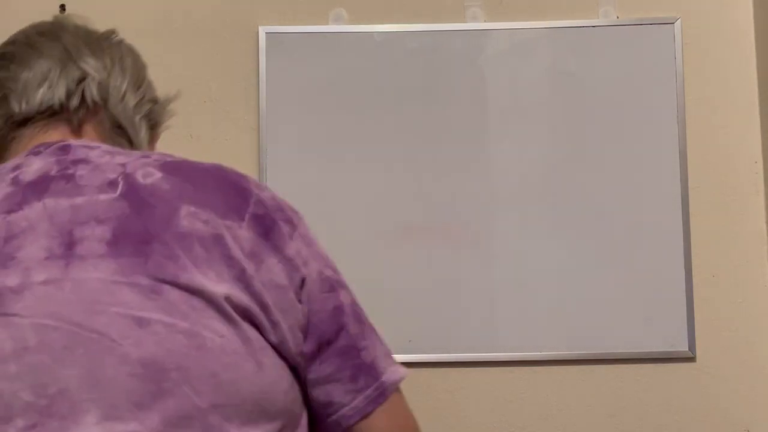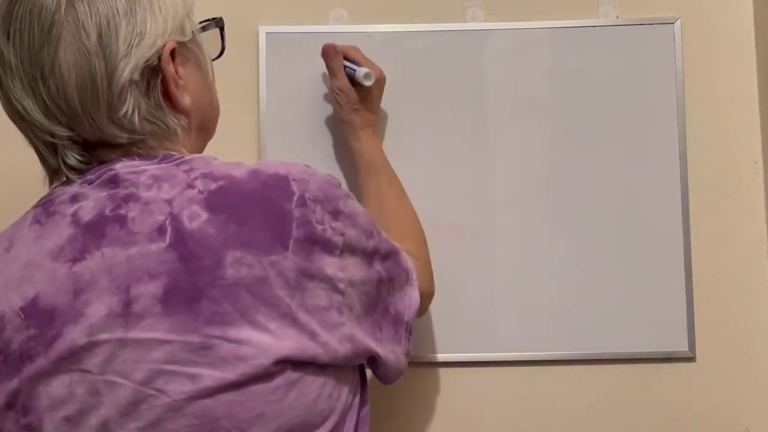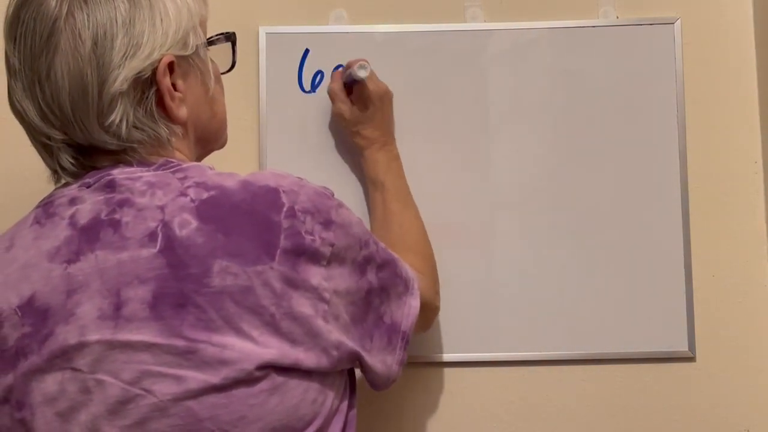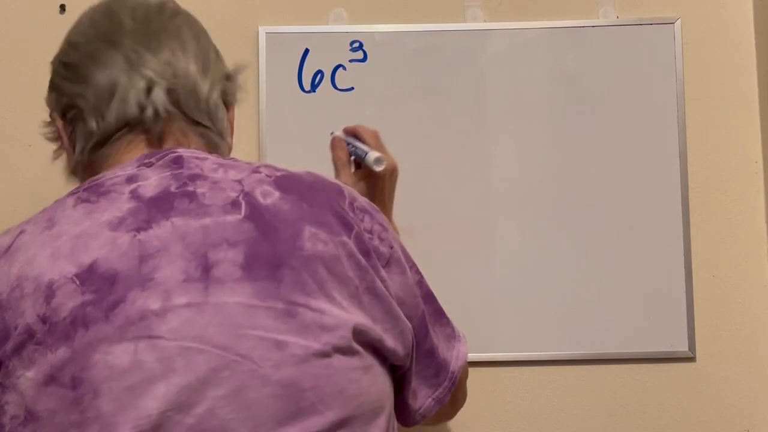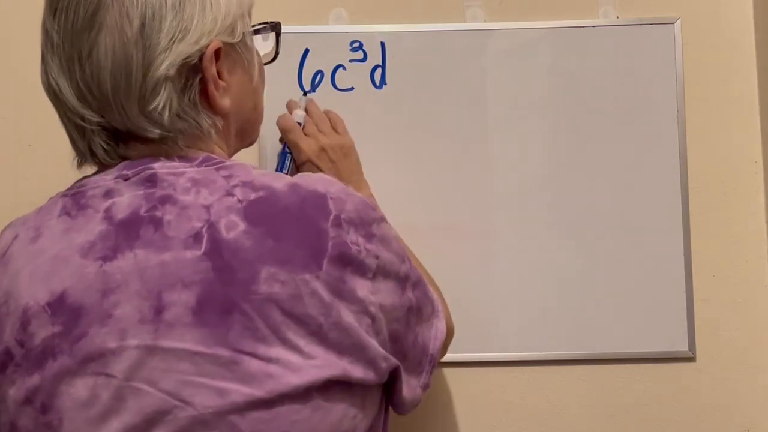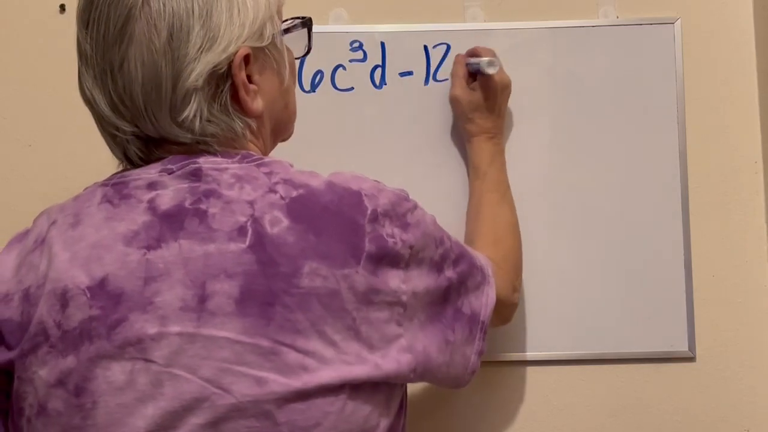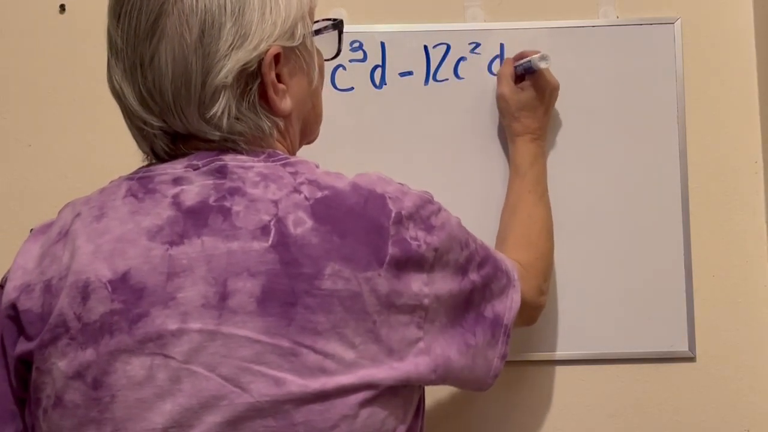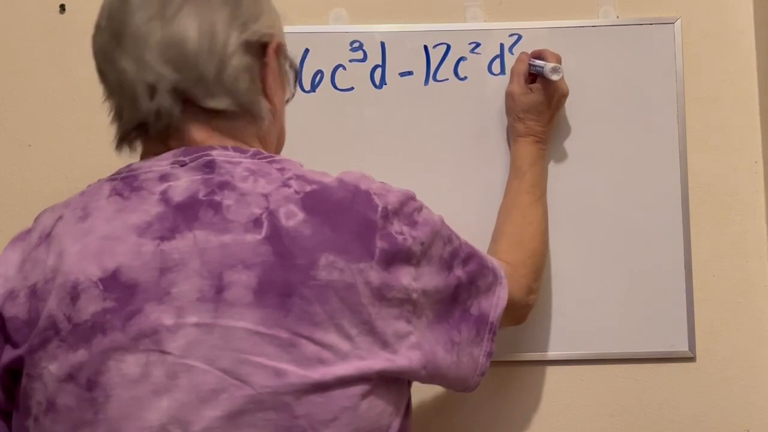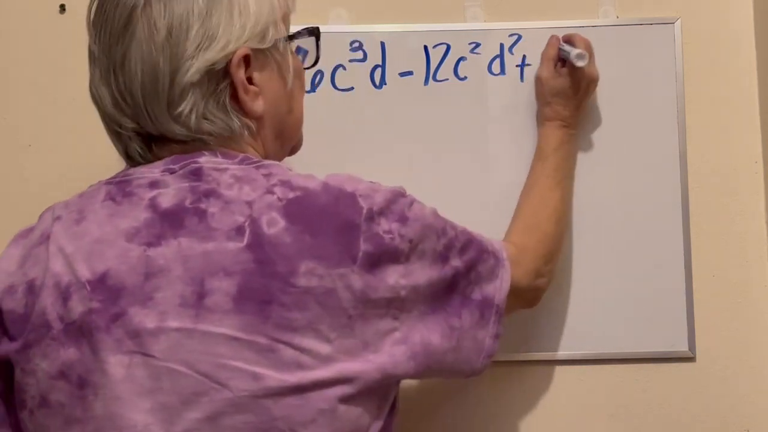Okay, so let's start. I've got 6C3D minus 12C squared D squared plus 3CD.